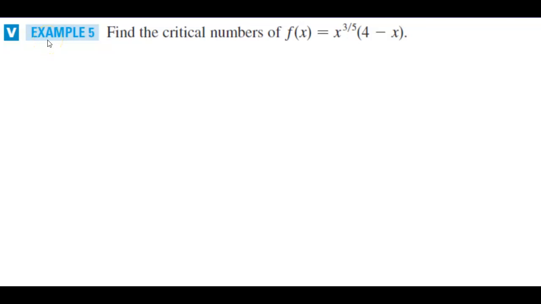Example 5, we want to find the critical numbers of f of x, which is equal to x to the 3/5 times 4 minus x. Okay, so let's go ahead and write out that function again. So we have f of x, which is equal to x to the power of 3/5 times 4 minus x.